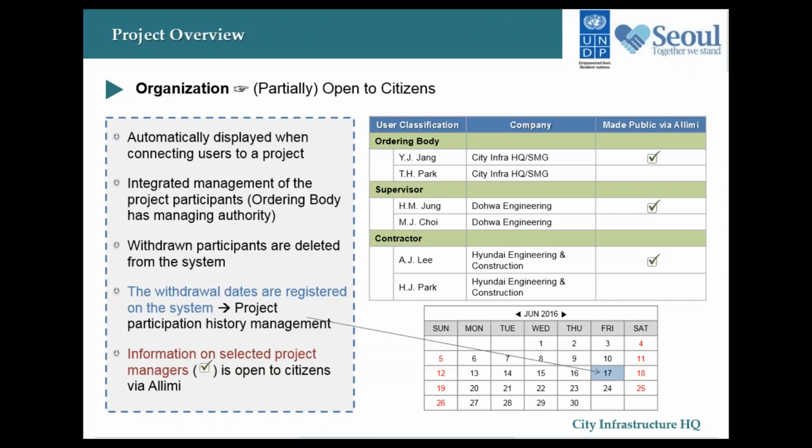The third one is organization. This menu is basically for integrated management of all project participants registered in one PMIS. As we told you, when a user registers himself on one PMIS, this person will then be matched to a specific project by the system after entering a couple of information. On this one, you can see that at least 3 responsible actors of the project, namely the Seoul government official in charge, the supervisor and contractor are shown here.